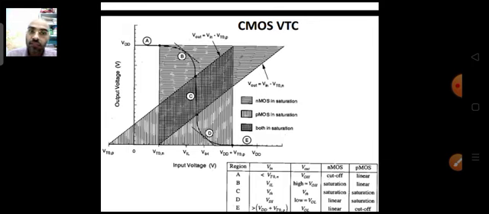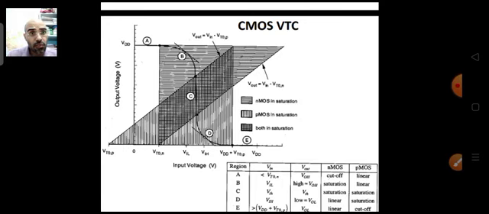So in region D, the NMOS works in the linear region, whereas the PMOS starts working in the saturation region. Whereas in region E, your NMOS still works in the linear region, whereas PMOS works in the cutoff region. Now you see this PMOS is completely cut off and the capacitor is discharging through the NMOS. So NMOS is working, PMOS is not working at all. So PMOS is in cutoff.